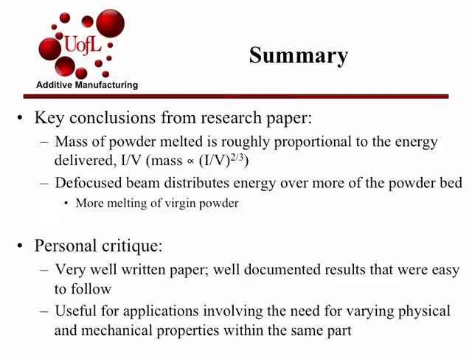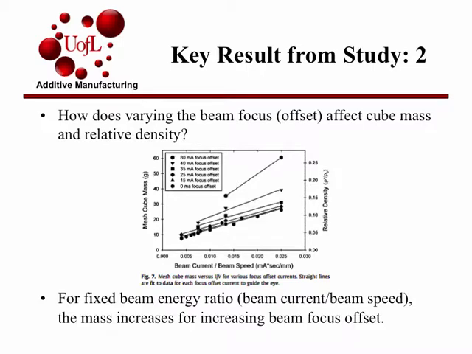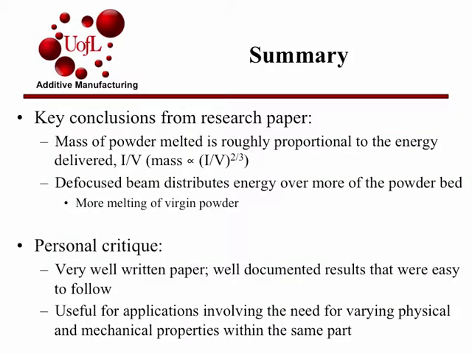So the key conclusions from the research paper were that the mass of powder melted is roughly proportional to the energy delivered to the system when producing the part, and that the defocused beams, as shown in the previous graph here, distribute energy over more of the powder bed, and this creates a more even melting of virgin powder during the process.